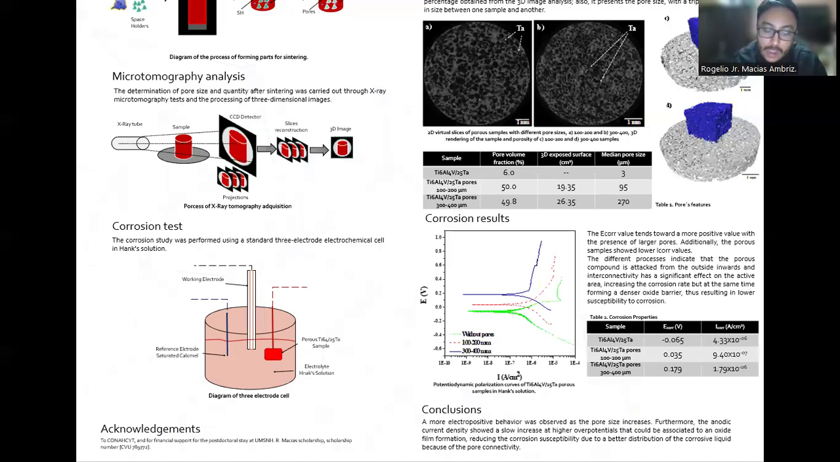In conclusion, a more electropositive behavior will be observed as the pore size increases. Furthermore, the anodic current density showed a slow increase at higher overvoltages, which could be associated with the formation of an oxide film. This reduced the susceptibility to corrosion due to a better distribution of the corrosive liquid due to the connectivity of the pores.